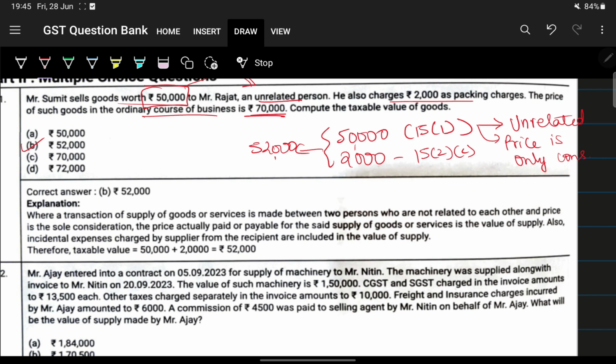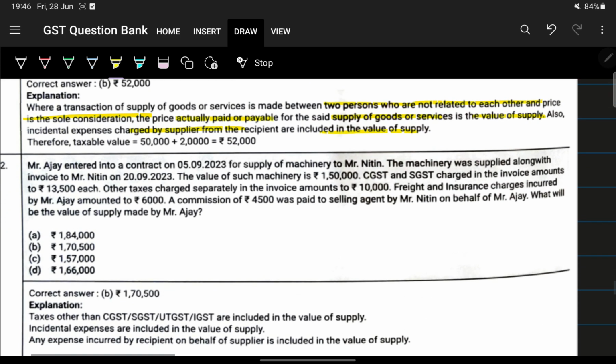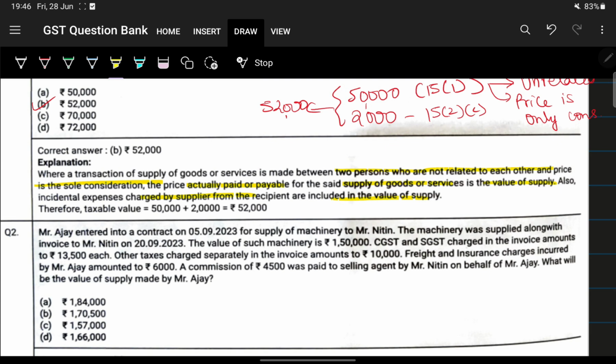Next, we'll just go through the explanation. Where a transaction of supply of goods or services is made between two persons who are not related to each other and the price is the sole consideration, the price actually paid or payable shall be the value of supply. Also incidental expenses charged. So basically it is the same thing. Next, I'll just ignore that answer part.